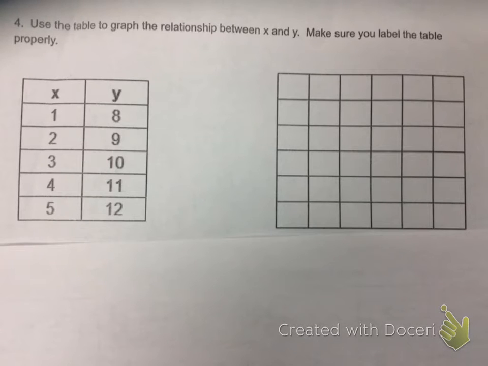Question number 4 says, use the table to graph the relationship between X and Y. Make sure you label the table properly. The first thing I need to do is look at my X column and determine how I'm going to number my X axis on my graph.